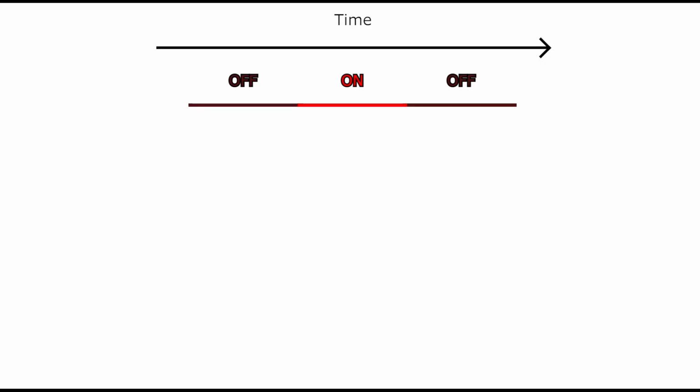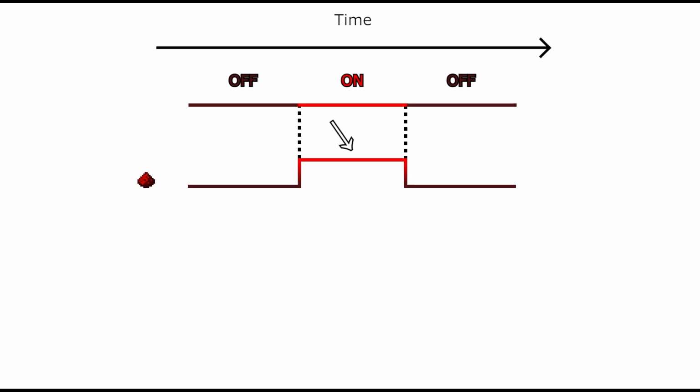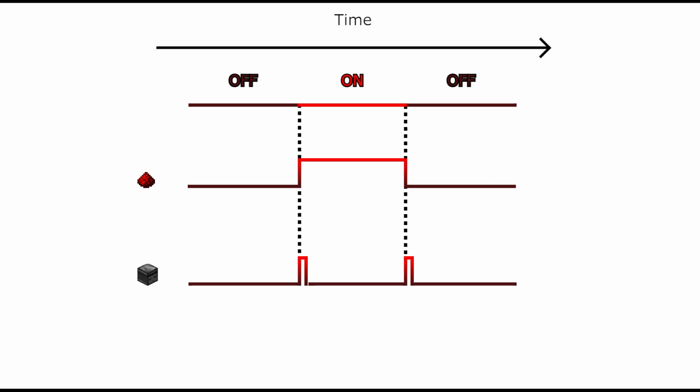Let's say we have some redstone dust that an observer is looking at. The dust starts out unpowered, then we power it for a while, then we unpower it. We can represent the power state of the redstone dust with a graph like this. When it's high, the redstone dust is powered, and when it's low, the redstone dust is unpowered. Then we can represent the power output of the observer with a graph like this. When it's high, the observer is emitting a 1-tick pulse, and when it's low, the observer isn't emitting any redstone signal.